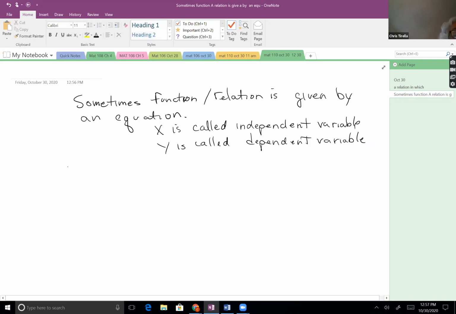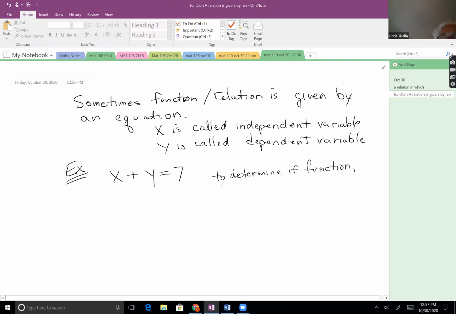And so we could have, for an example, something like x plus y equals 7. And so again, x is independent, y is dependent. And to determine if it's a function, what we want to do is solve for y in terms of x.